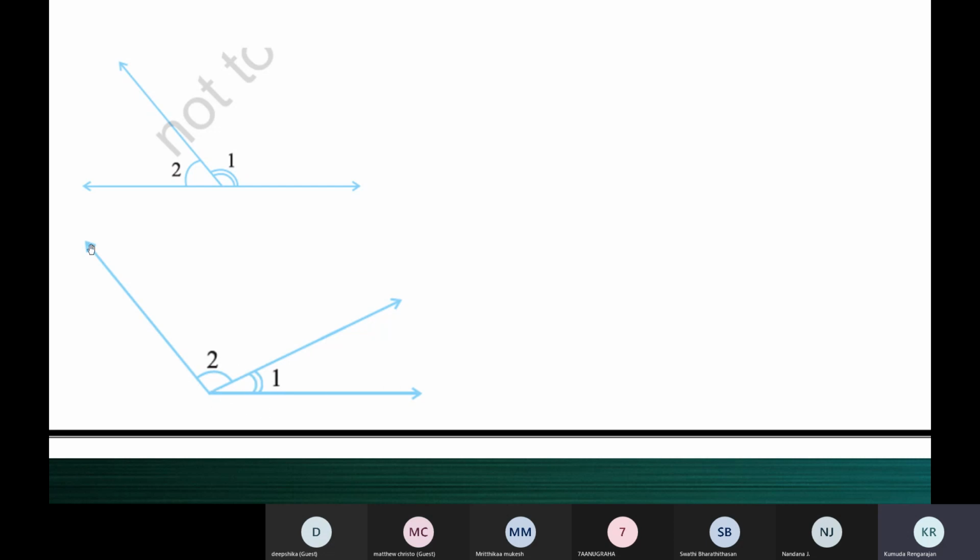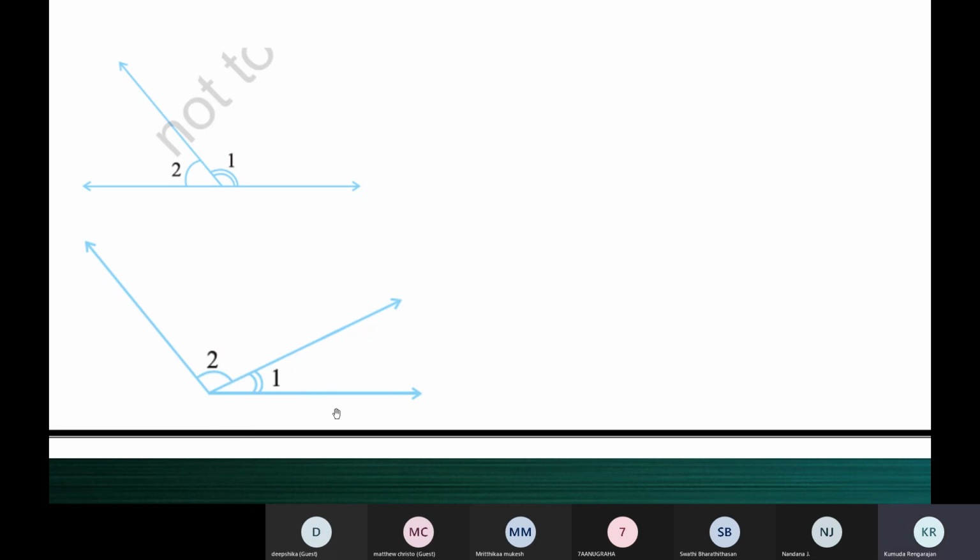Because their non-common arms are not opposite rays. They don't form a straight line. The non-common arms, this one and this one, don't form a straight line. They're not opposite rays. Whereas here, the two angles have a common vertex. This is the common vertex. This is the common arm. And they're non-common arms, this one and this one. They're not opposite rays. They're not going in exactly opposite directions.